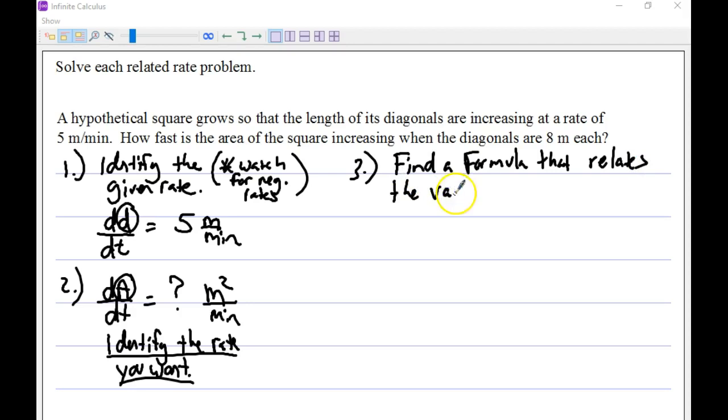The reason why this is a hard step is because it requires you to know some pre-calculus math to do it. So we have a square and it's got a diagonal. We'll call that D, right? What should I call the sides? S. Now, first of all, what's a formula for the area?